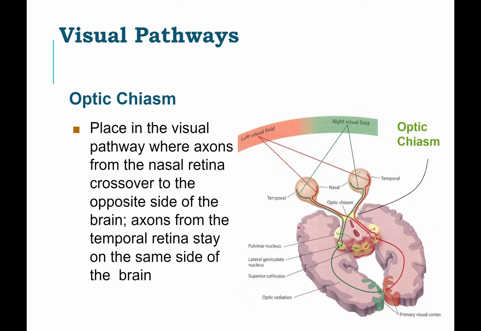So what is the result of this? The result of this is that all the visual input that is coming from the right visual field is going to the left hemisphere in the brain.